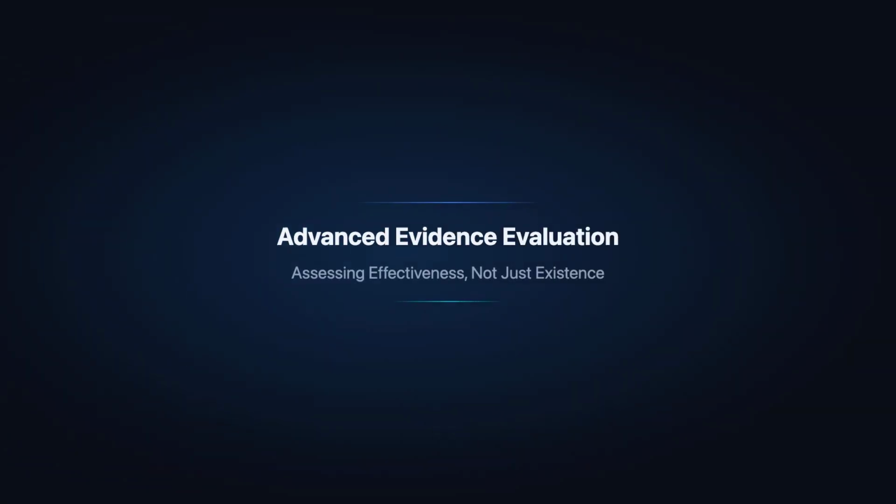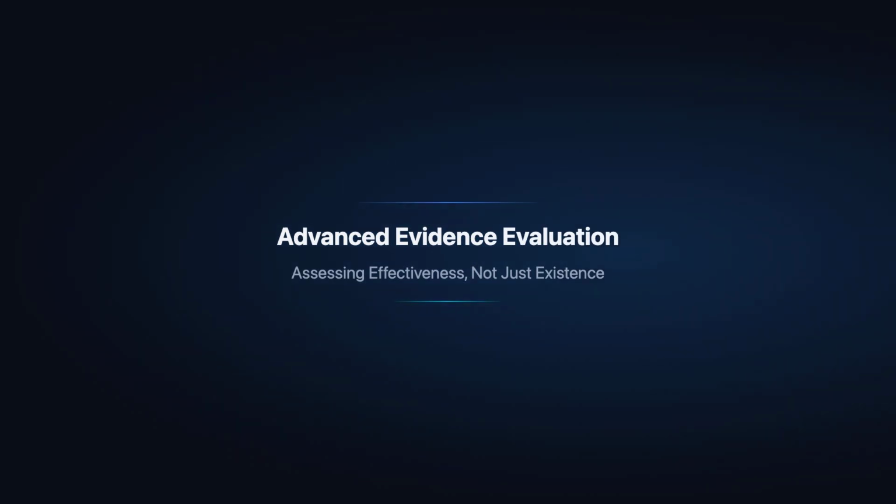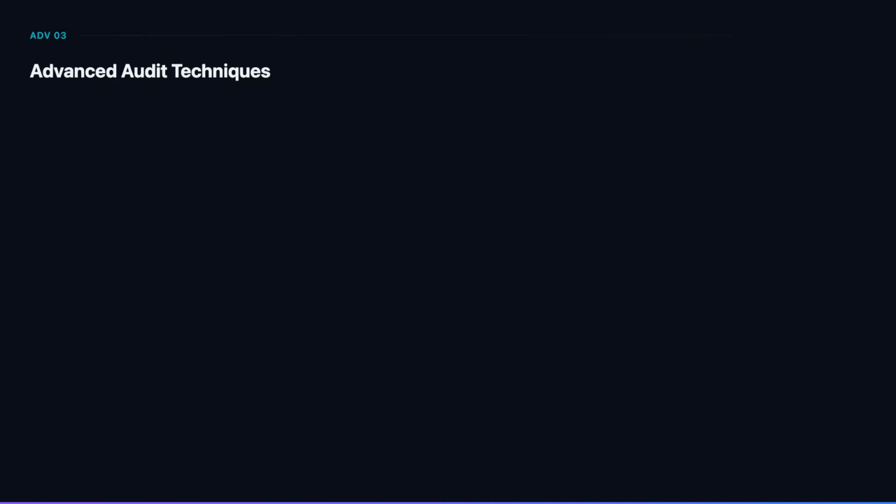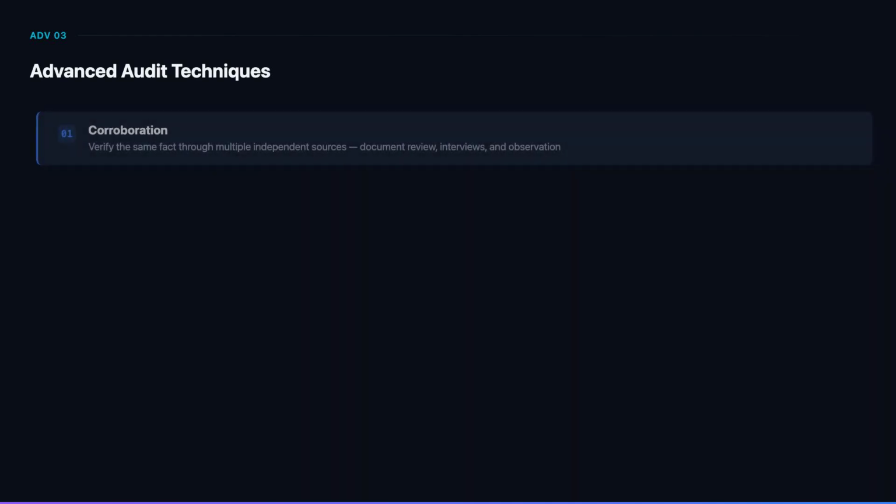Now let's cover advanced techniques for evaluating whether controls are actually effective, not merely present. These techniques separate experienced auditors from those who merely verify documentation. Corroboration means verifying the same fact through at least 2 independent sources. If a policy says access reviews happen monthly, check the review records, interview the person responsible, and examine actual access logs to see if revocations follow reviews. A single source of evidence is never sufficient for a significant finding. 3 sources make a finding defensible.